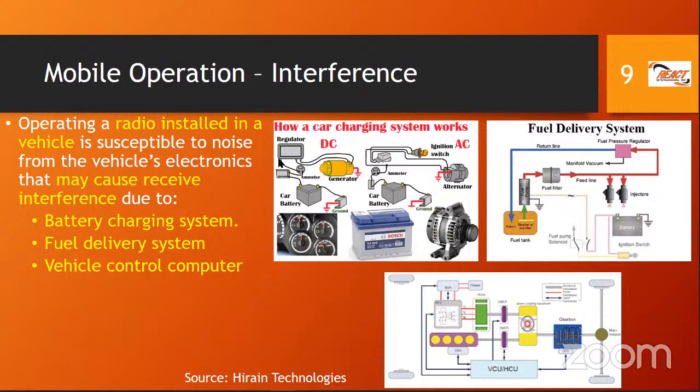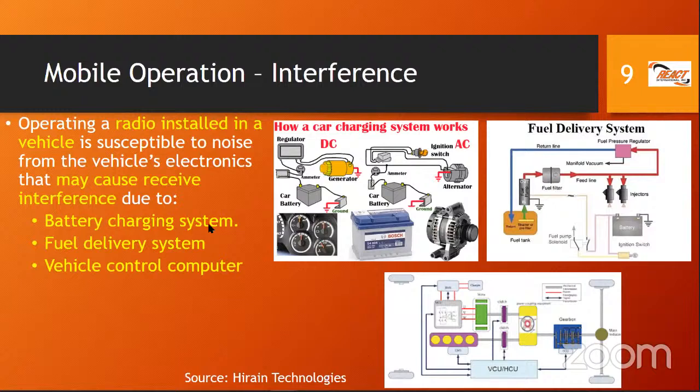So we say that a radio installed in a vehicle is susceptible to noise from the electronics inside of the vehicle. You may receive interference, buzzing, humming, snap, crackle, pops. Different types of things may occur when you are listening to your radio because of these electronics. What are these electronics that we're talking about? And for your exam, you need to know this.